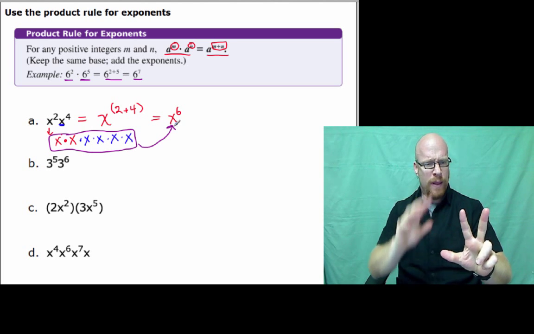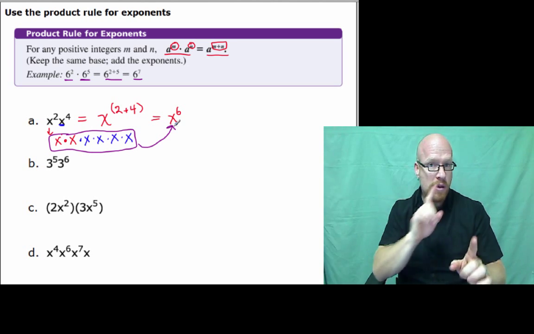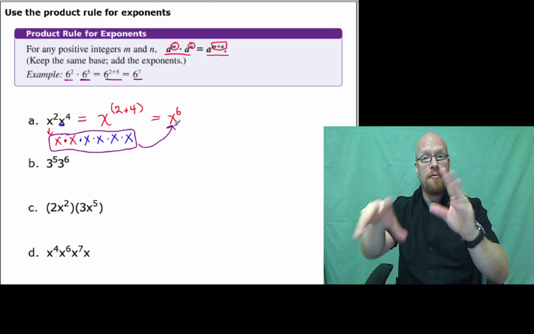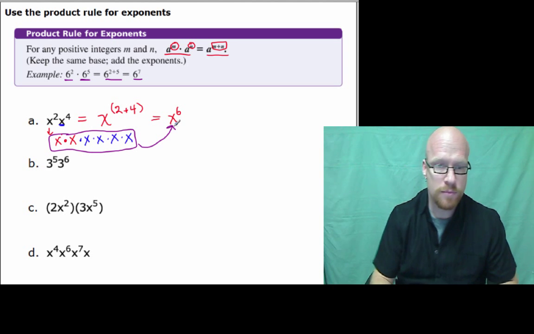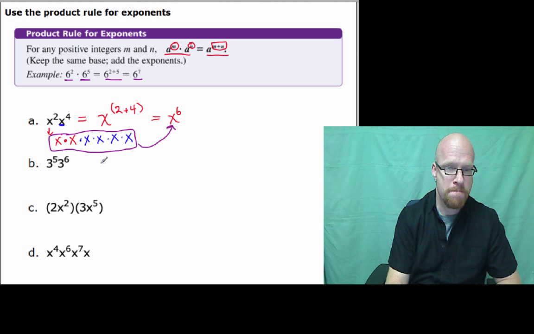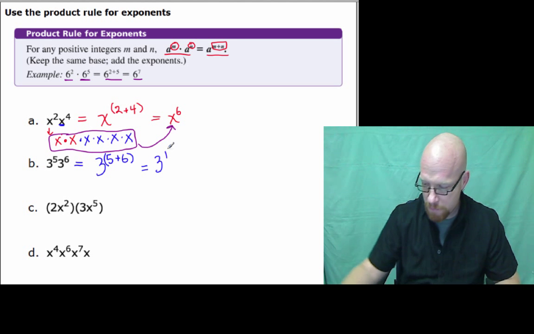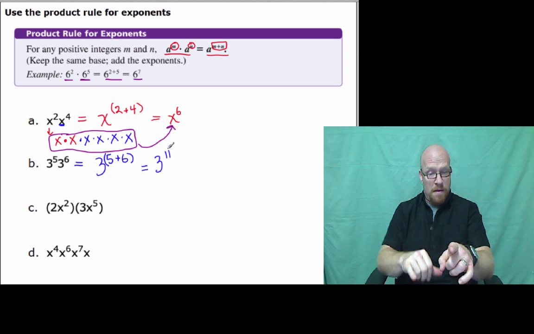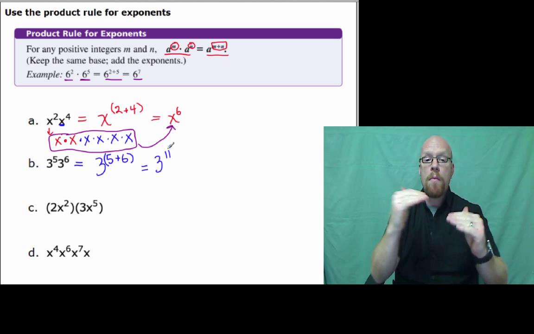Now we have our example B, 3 to the 5th multiplied with 3 to the 6th power. We're going to take the 5th power and the 6th power and add them together to have 3 to the 11th power. So, here we have 3 to the 11th power.